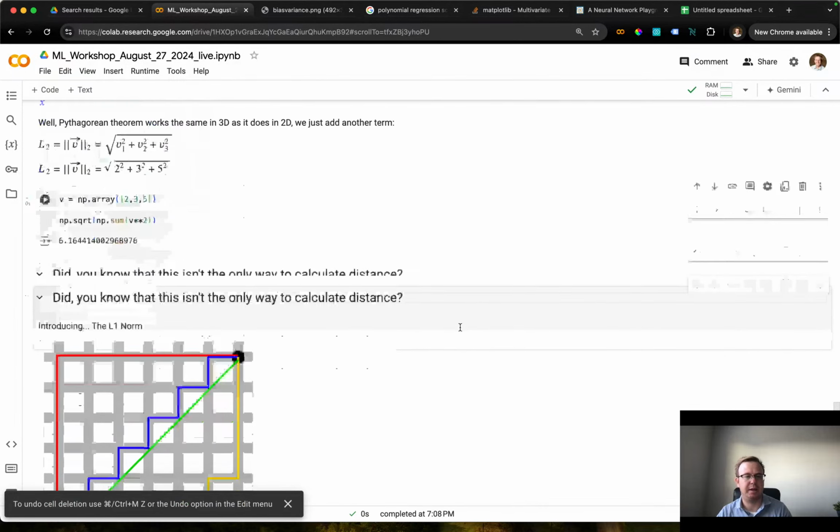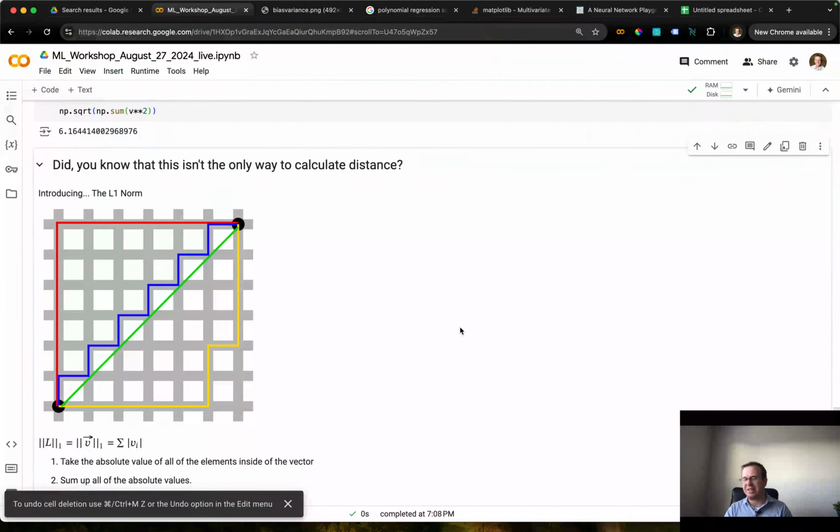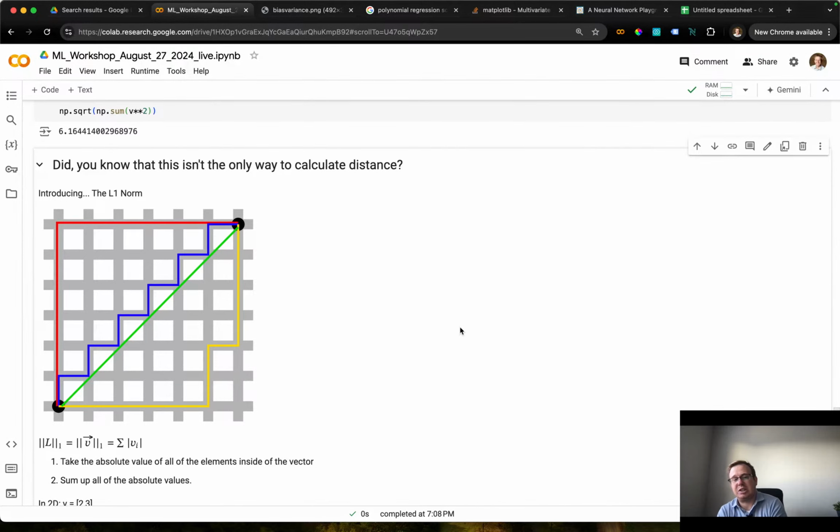All right. So did you know that that's not the only way to calculate distance? There's another way to calculate distance that is called the L1 norm, also sometimes called the taxi cab distance, right? So the green line here, that is the L2 norm, right? We call that the straight line distance, or, if this is a map of a city, these are the city blocks, right? And the gray lines are the roads.